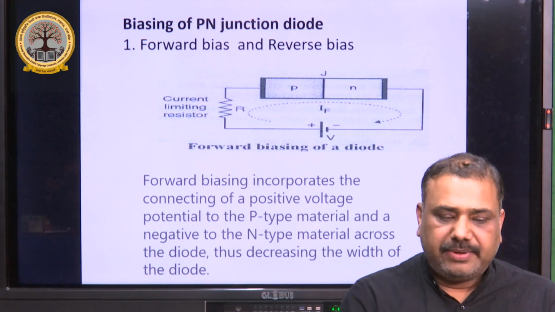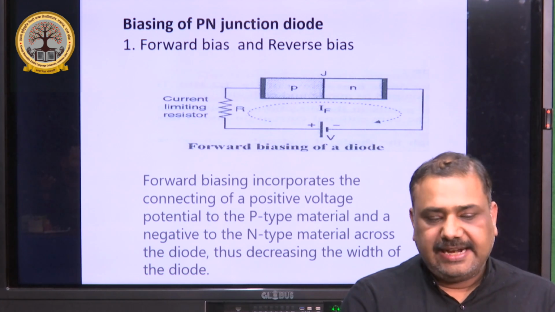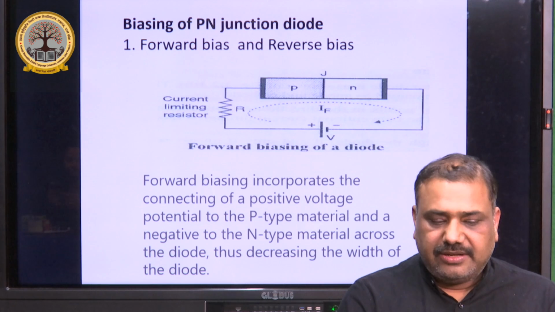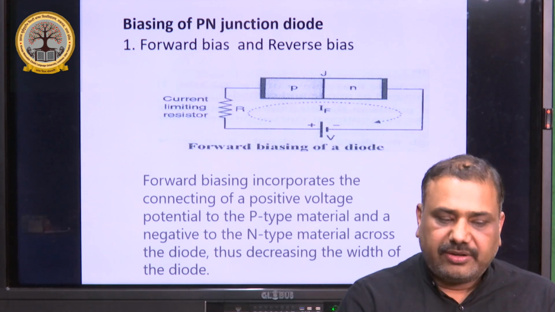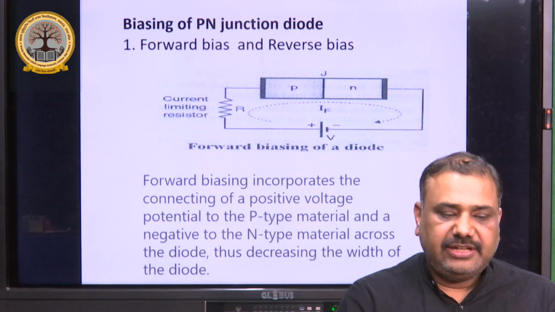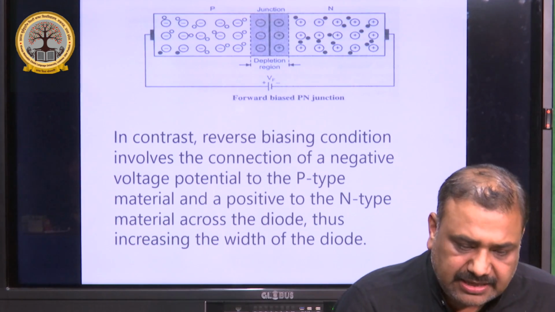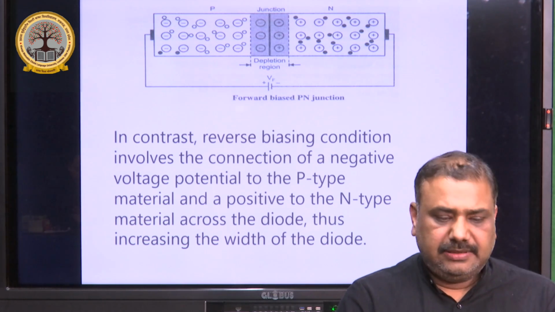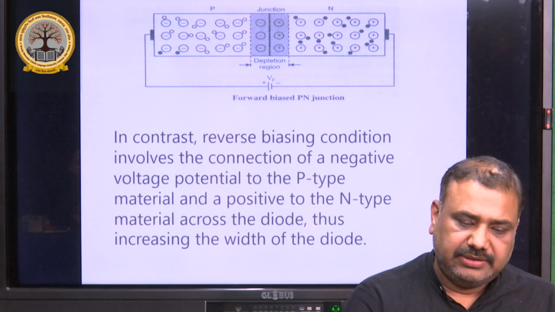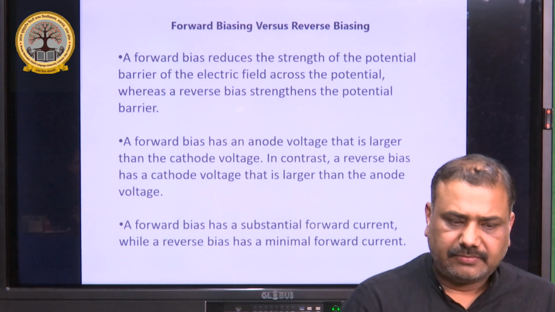Forward biasing involves connecting a positive voltage potential to the P-type material and a negative voltage potential to the N-type material across the diode, thus decreasing the width of the depletion layer. In contrast, the reverse biasing condition involves connecting a negative voltage potential to the P-type material and a positive one to the N-type material across the diode, thus increasing the width of the depletion layer.